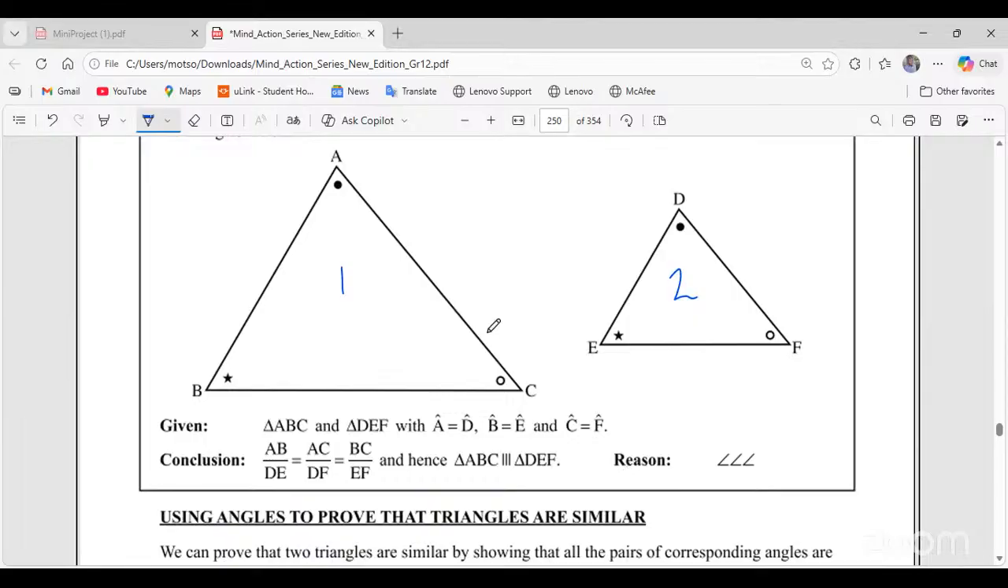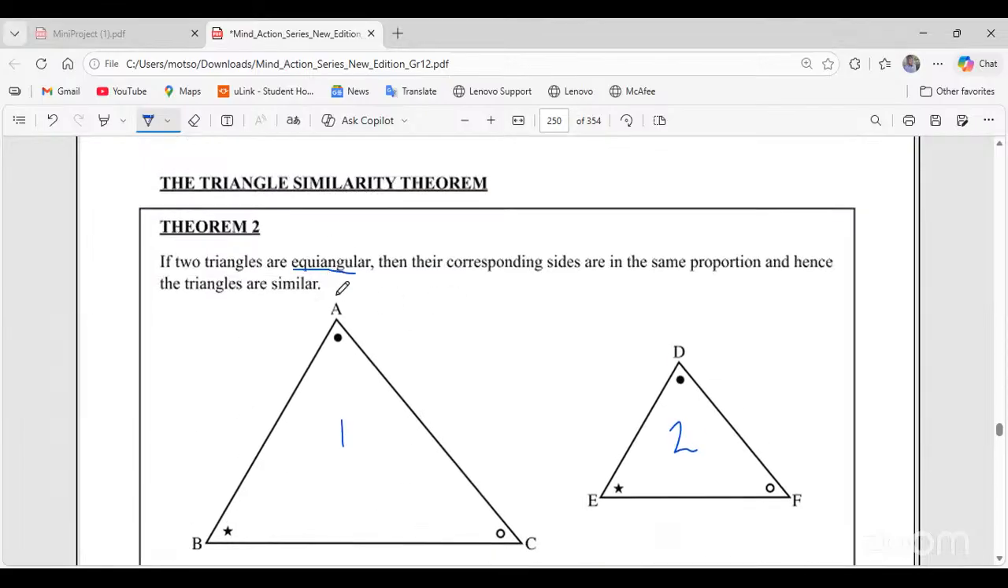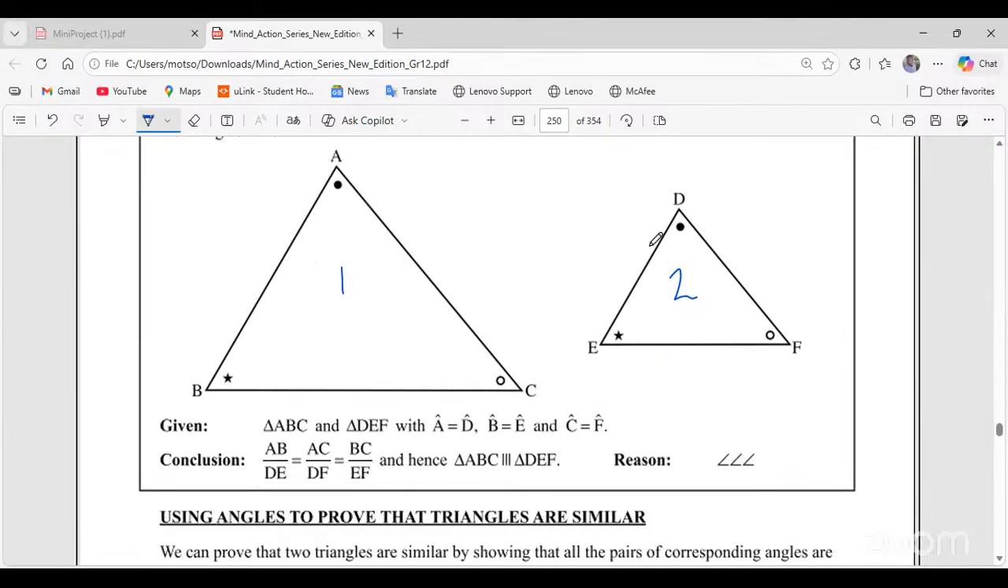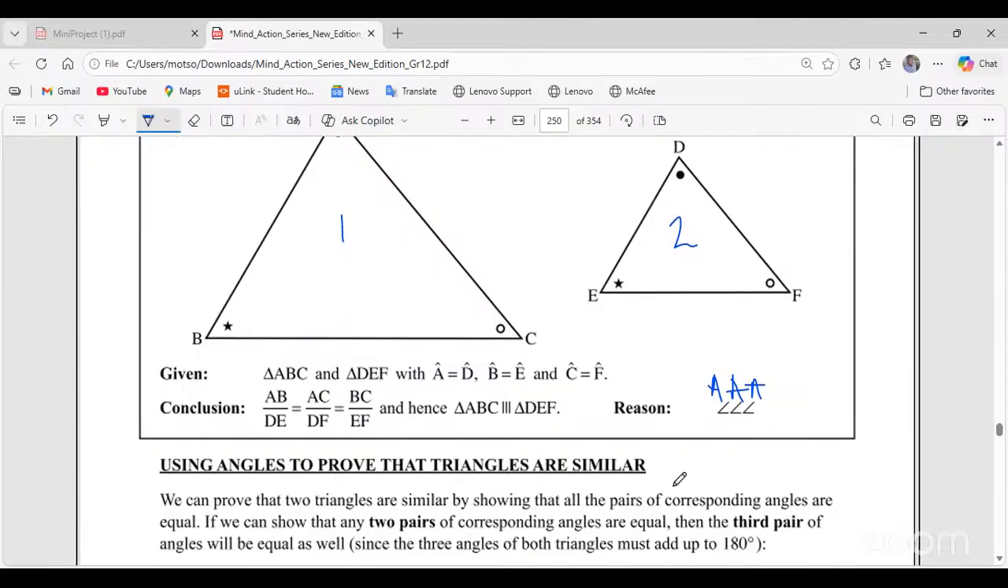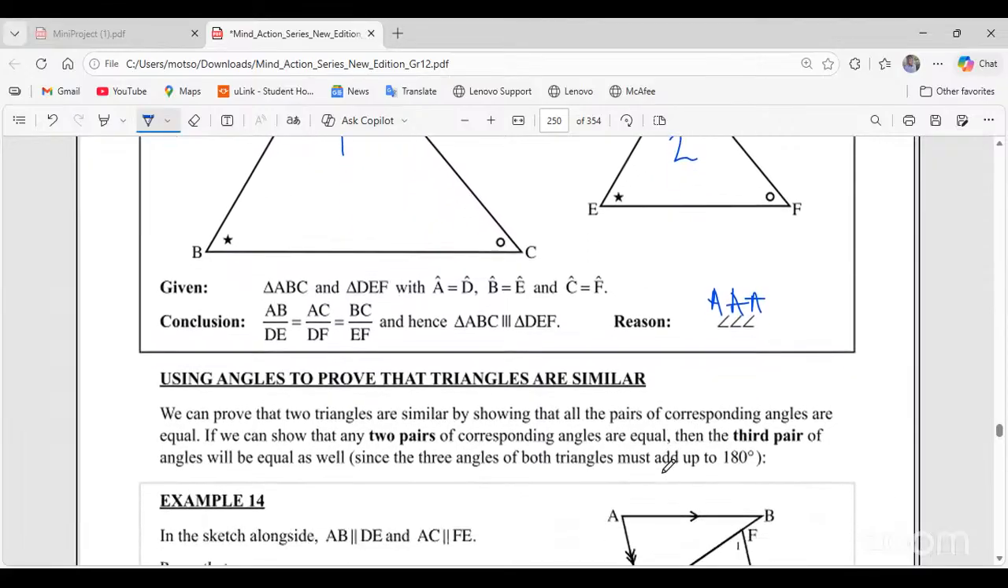It's because we are given the triangles that are equiangular. This angle is equal to that angle, 1. This angle is equal to this angle, 2. This angle is equal to this angle, 3. Therefore, we talked about three angles: angle, angle, angle. Or you can write it like this: angle, angle, angle. Fine. Now, let's move to the next part.